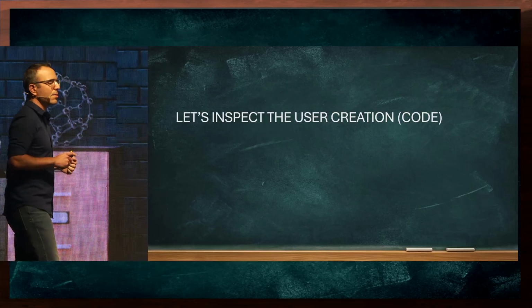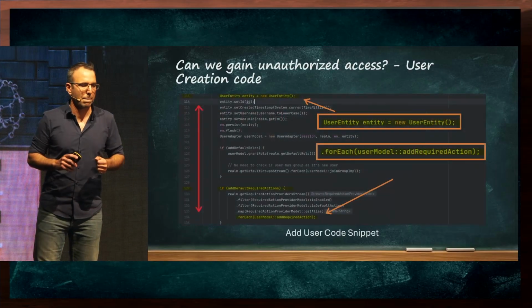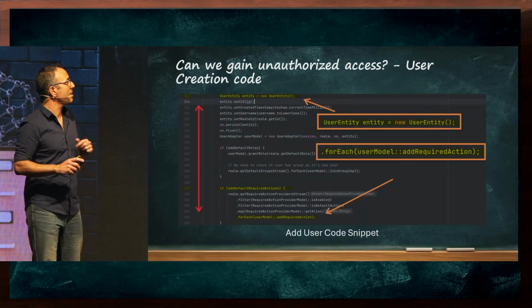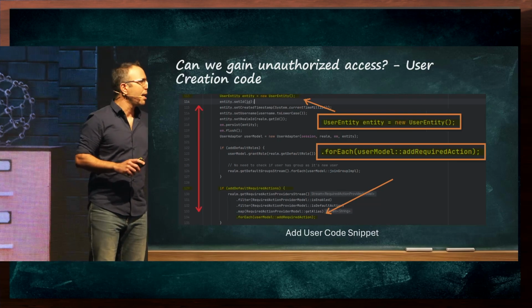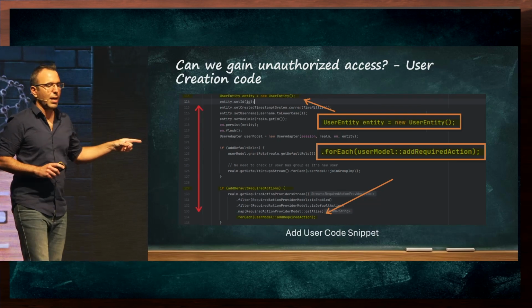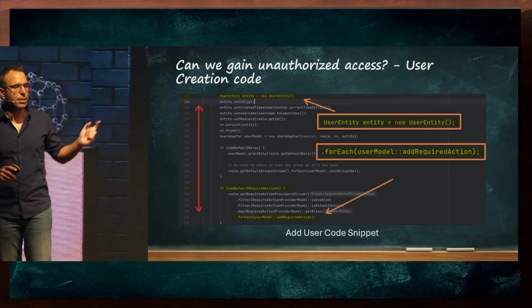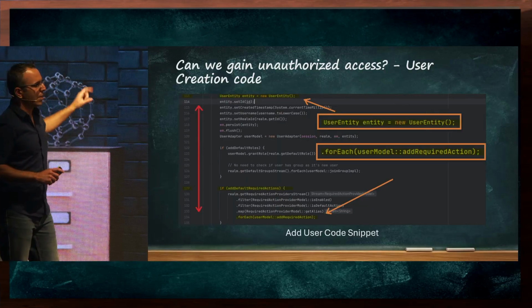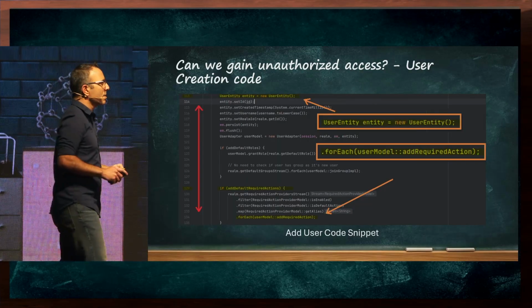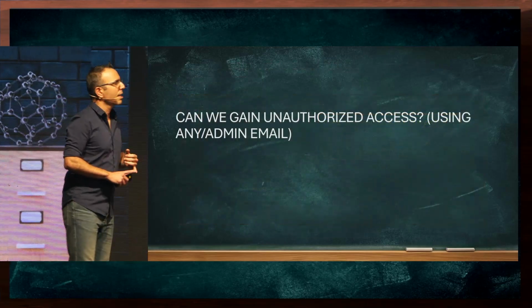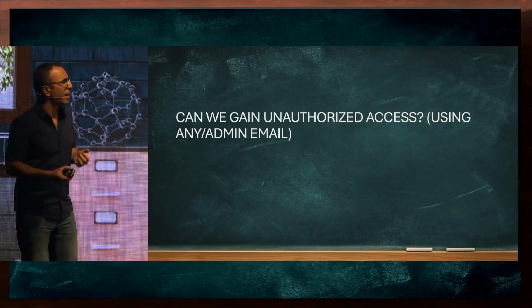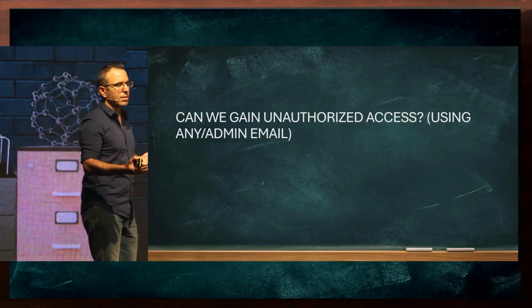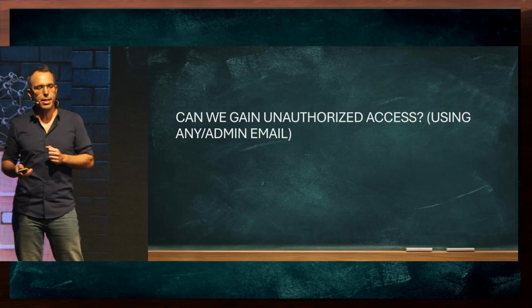Let's inspect the user creation code. As can be seen in the snippet, first, a user entity is created, and later in the code, the required action is updated. This is our race window. So we speculated, can we gain unauthorized access using an arbitrary email, just create a user and log in without email verification?